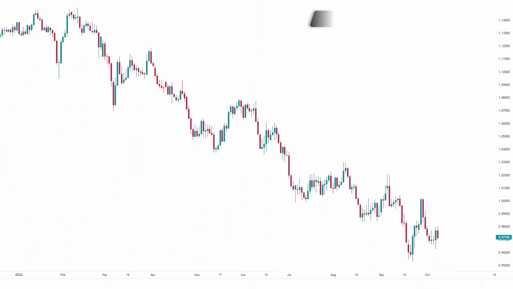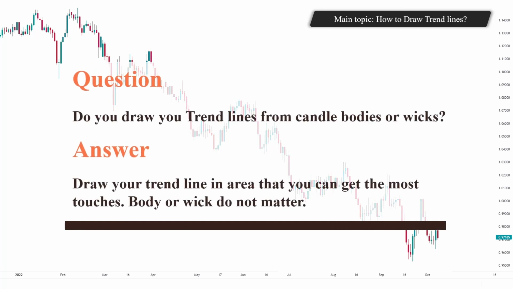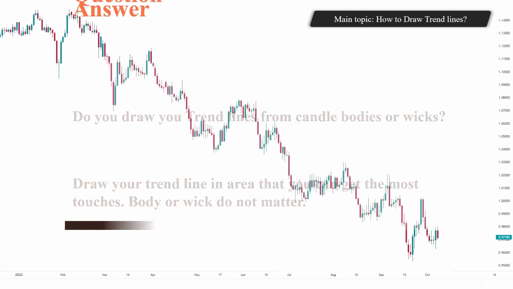Now that you know the concepts of trend lines, let me show you how to draw trend lines properly. So here is a question we often get. Do you draw your trend line through the candle closes, or the wicks? And the answer is to draw the trend lines where you can get the greatest number of touches. Candle bodies or wicks don't matter.